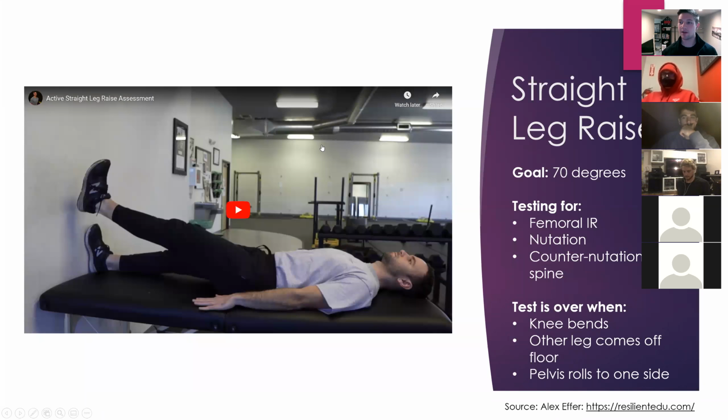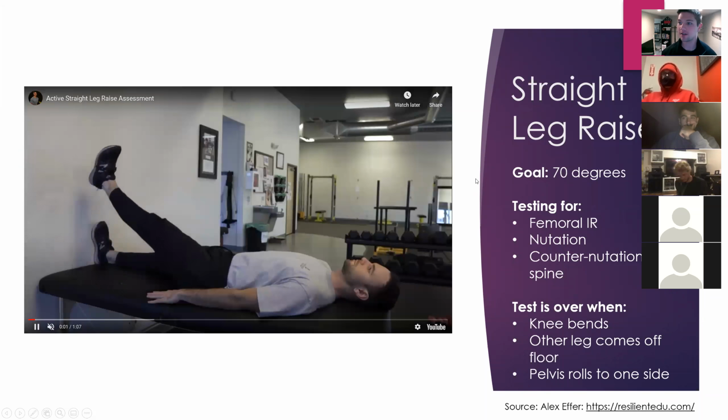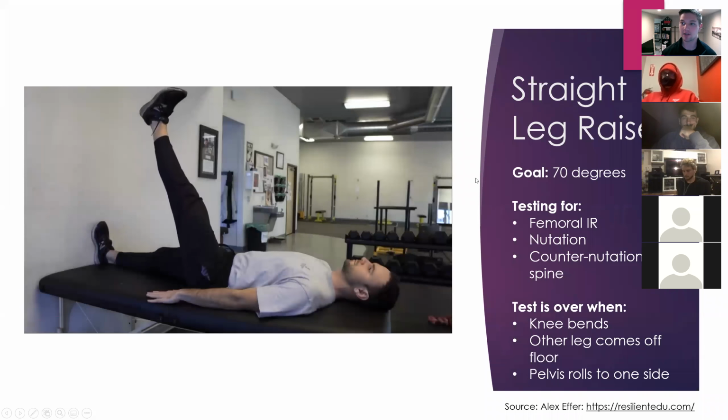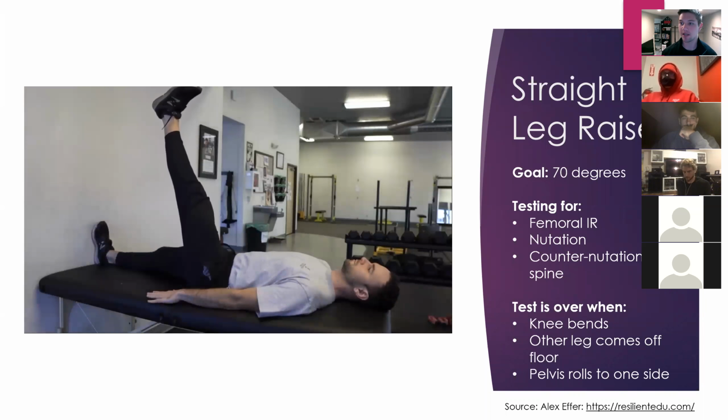The active straight leg raise is next. And some people will do this test, like you guys look at FMS and things like that. They'll say, I want 90 degrees on a straight leg raise. Why? Because that's just stretching the crap out of your hamstring. We want 70 degrees. And we'll see why in just a second. But it's the same thing as the active straight leg raise.